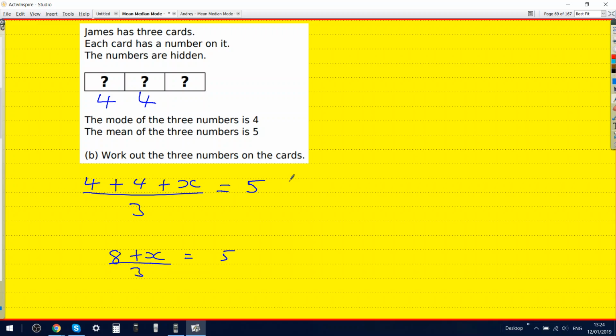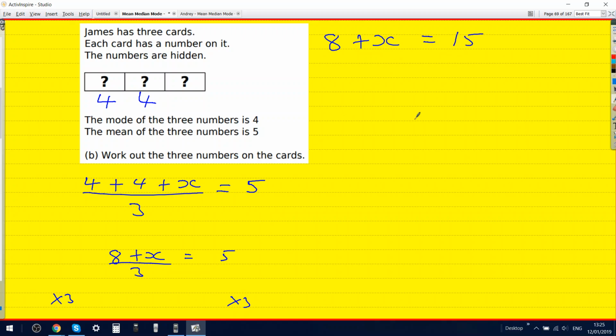You minus it. What is the opposite of divided by 3? Times by 3. Yeah, so times both sides by 3. The left side gets rid of the divided by 3, so that's just 8 plus x. What's on the right side? 8 plus x, 8x. No, it's just 8 plus x. Times both sides by 3, so what's on the right side? 15. Yeah.